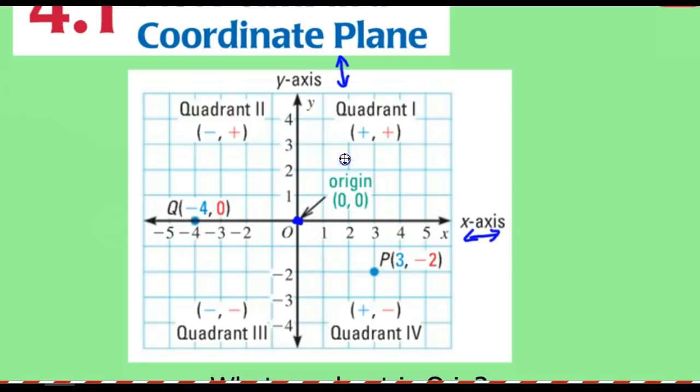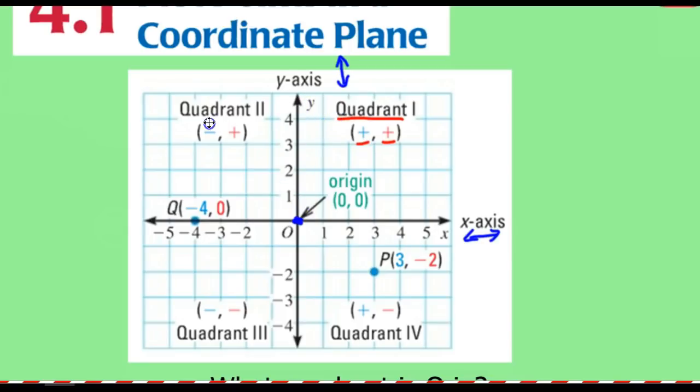Now there are 4 parts to our graph, or our coordinate plane here. What they're called are quadrants. Now quadrant 1 is up here in the top right corner. This is positive, positive. So it's positive x's and positive y's.